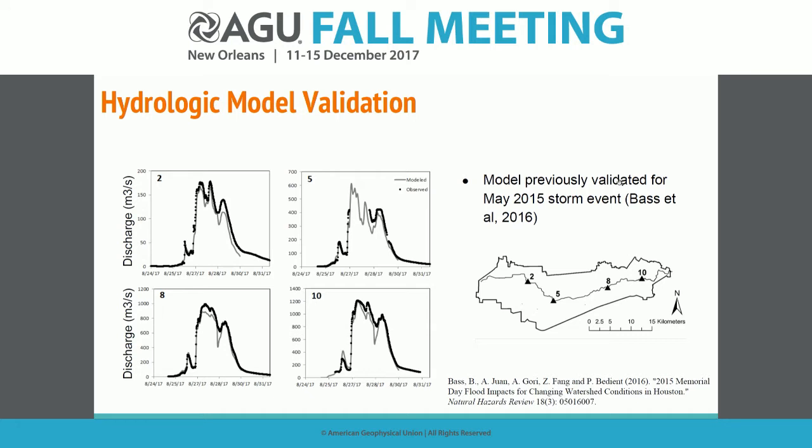And here are some validation results for the hydrologic model. These figures show discharge on the vertical axis with respect to time on the horizontal axis, for some gauges along the watershed as shown here. The gray lines are the model results, and the black dots are observed from the gauges. So we can see that we have very good agreement, both in terms of volume as well as in terms of the timing of the evolution of the storm and the flows.